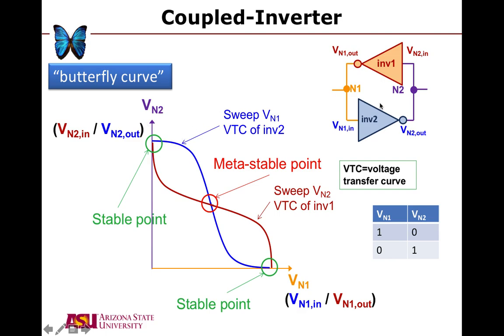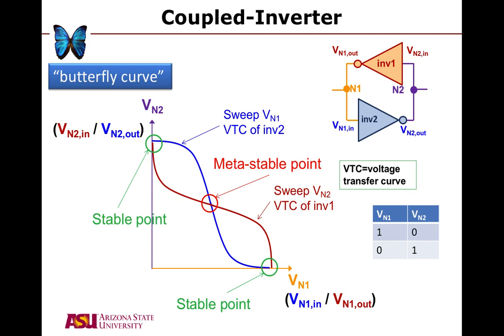Okay, so what you see on the bottom left is a butterfly, what we call a butterfly curve. The butterfly curve is actually the voltage transfer curves of both inverter 2 and inverter 1, plotted in an interesting way. So you can probably see this blue line here is a voltage transfer curve that we're very familiar with, which is the voltage transfer curve of inverter 2 here, where you have output on the y-axis and input to this inverter 2 on the x-axis.